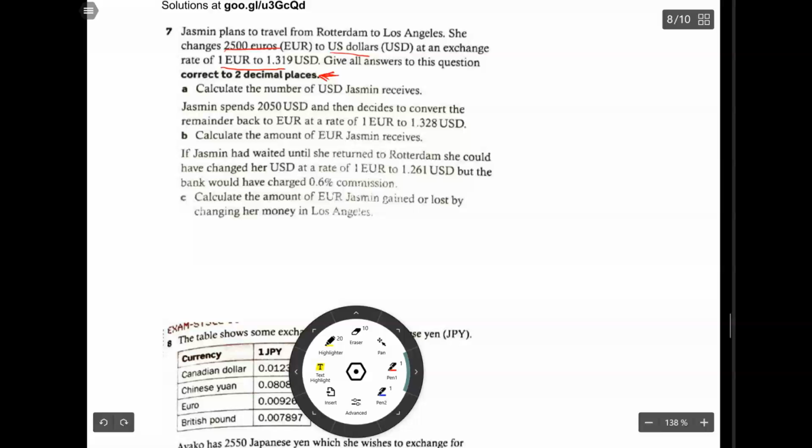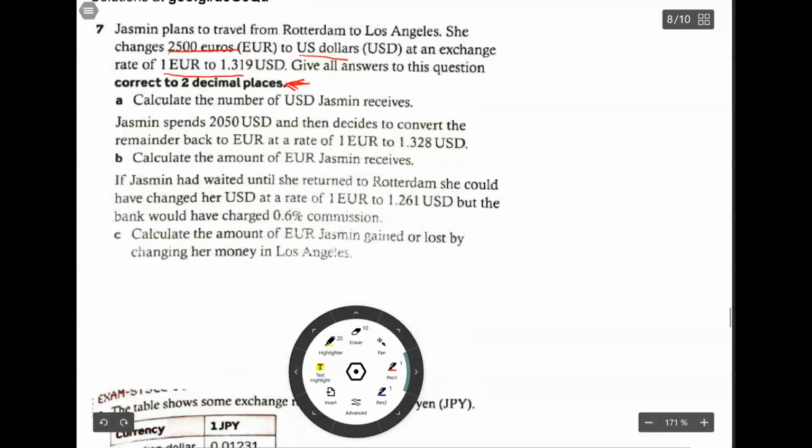Okay, so Jasmine starts out with 2,500 euros, and she exchanges for 1 euro to 1.319 USD. I'm going to make a domino out of that. The euro goes on the bottom, and on the top, I put 1.319 US dollars.